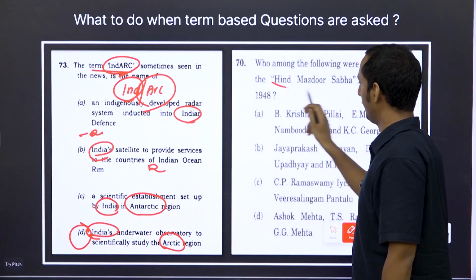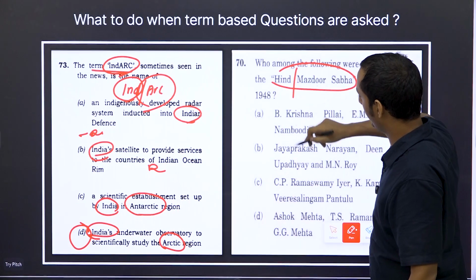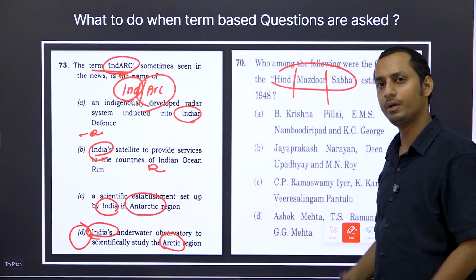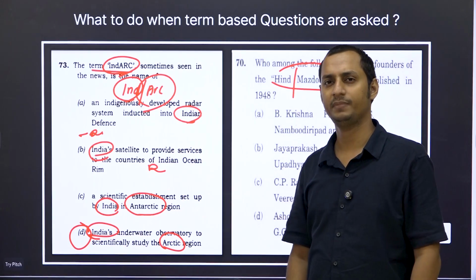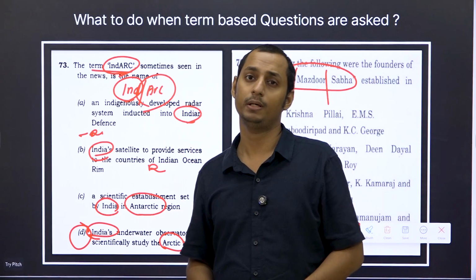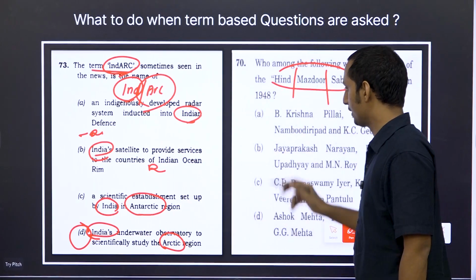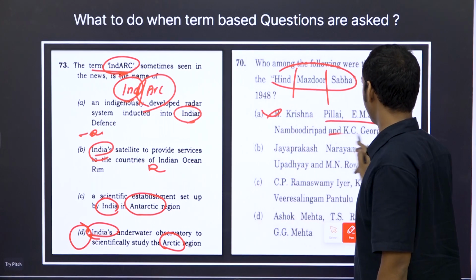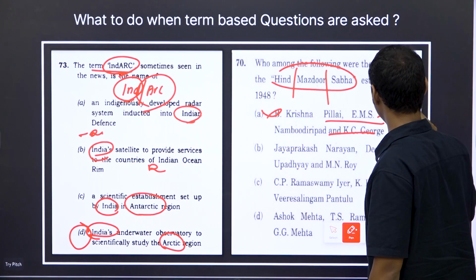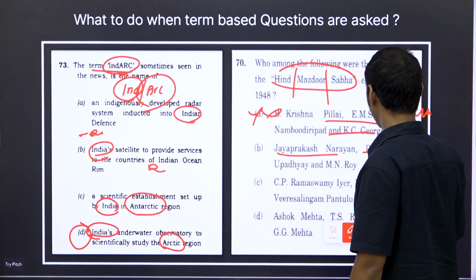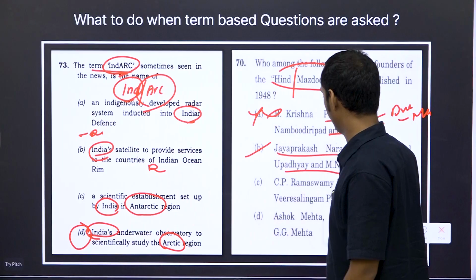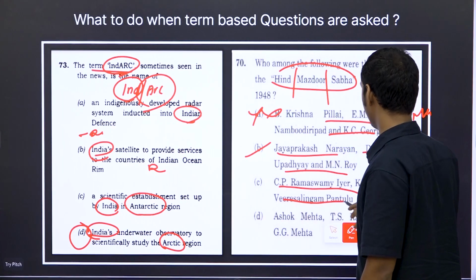Now, what about this one? Hind Mazdoor Sabha. The word Hind should be there, Mazdoor should be there. Now, what do you think when you listen to the words Hind Mazdoor Sabha? Is it a South Indian or a North Indian organization? It's definitely a North Indian organization, right? So, Krishna Pillai, EMS Namboodiripad, KC George, these are basically Dravidian names, or basically these are Malayalis. You can eliminate that. Jayaprakash Narayan, Deen Dayal Upadhyaya, M.N. Roy, these are North Indian people. Sir C.P. Ramaswamy, Kamaraj, Veerasingham Pantulu are South Indian people.